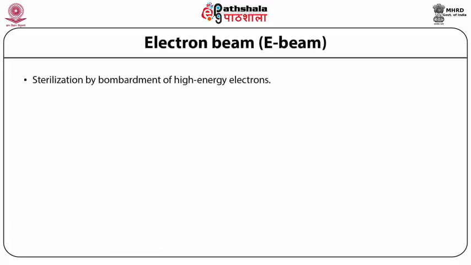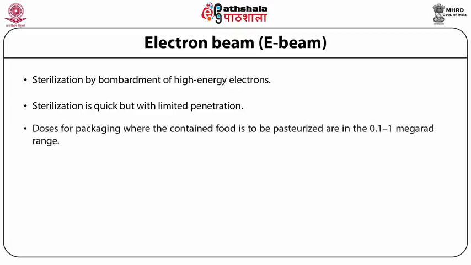Electron beam irradiation is the bombardment of high-energy electrons. Sterilization is quick but with limited penetration. Less is known about E-beam sterilization effects on the physical properties and color stability of thermoplastics compared with gamma sterilization. Doses for E-beam irradiation for the sterilization of medical disposable items are in the 1 to 6 Mrad range. Doses for packaging where the contained food is to be pasteurized are in the 0.1 to 1 Mrad range.